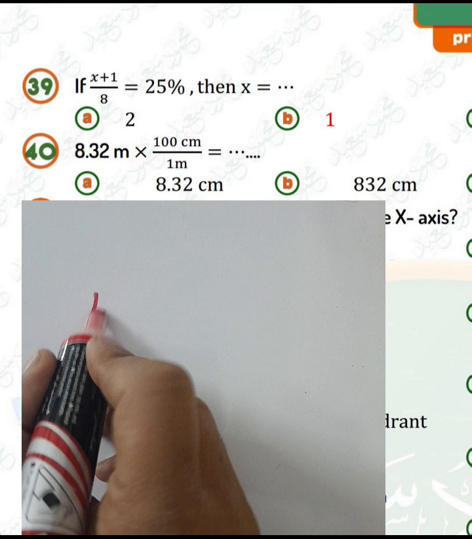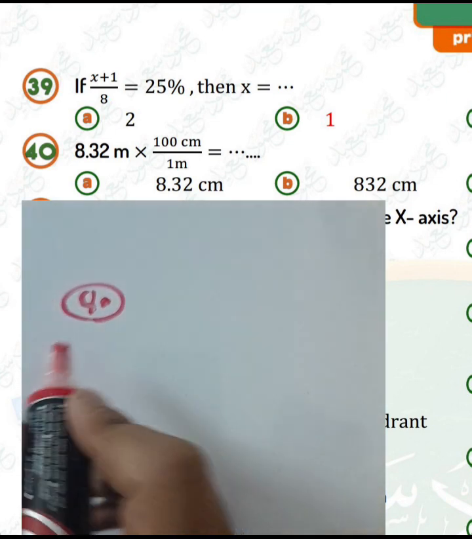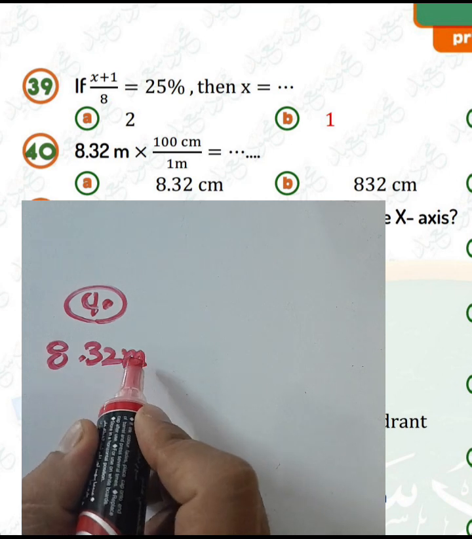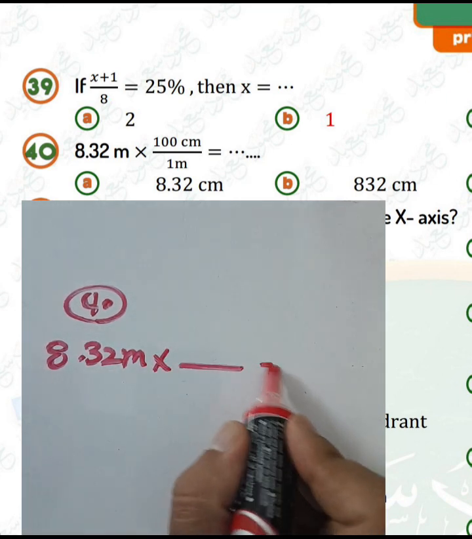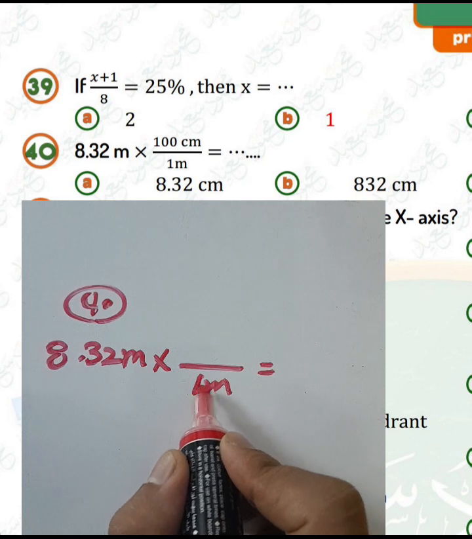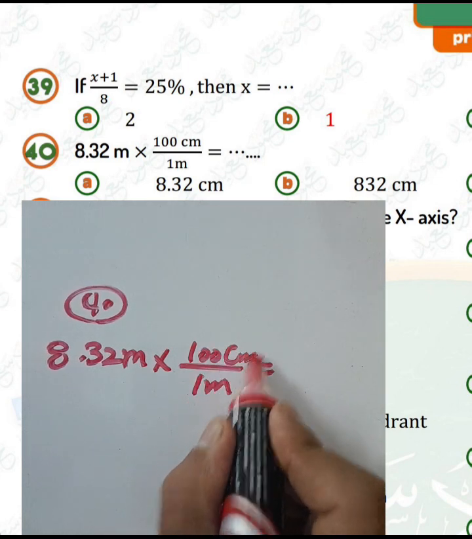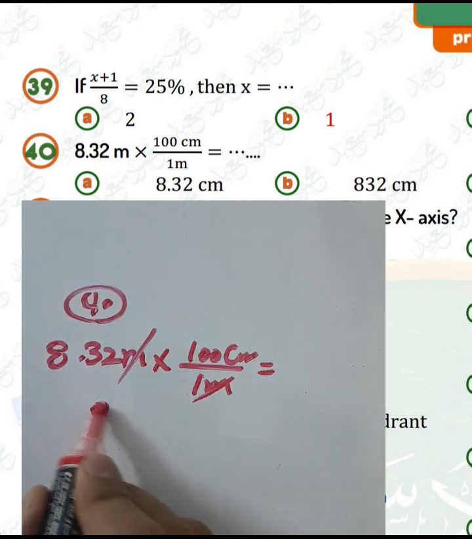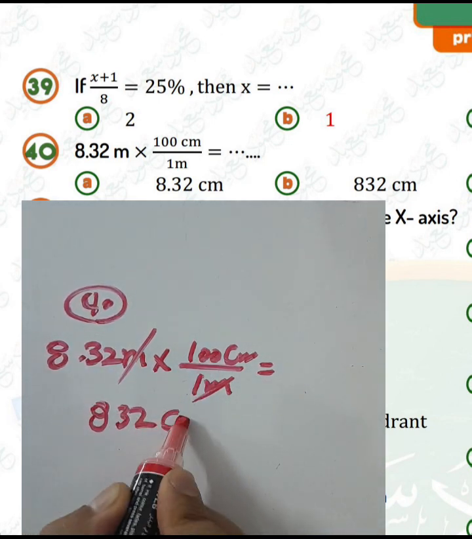Question 40. We have 8 and 32/105 meter, multiplied by 1 meter in the numerator and 100 centimeter. You can cancel meter by meter and multiply the two numbers. It will be 832 centimeter.